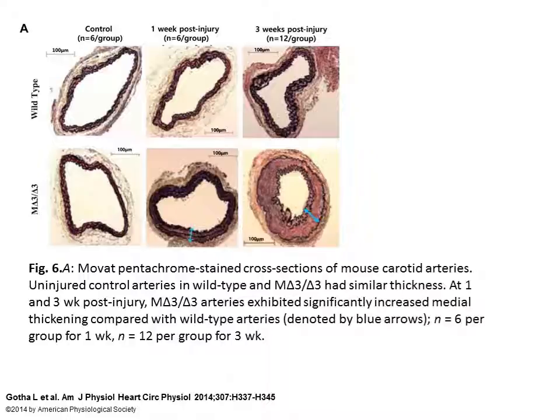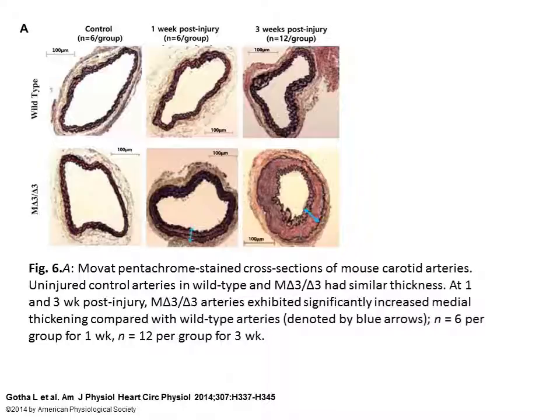These are photographs of carotid arteries from wild-type control mice in the top row and from mice with a mutation on the bottom row. The photographs were taken of samples at the beginning of the experiment and 1 week and 3 weeks post-injury. Are there things that the author has done well in presenting these findings?